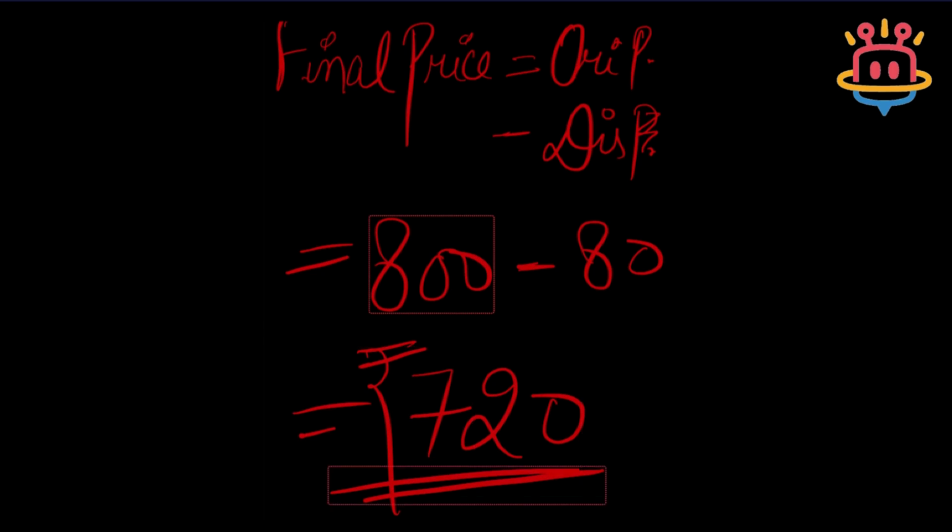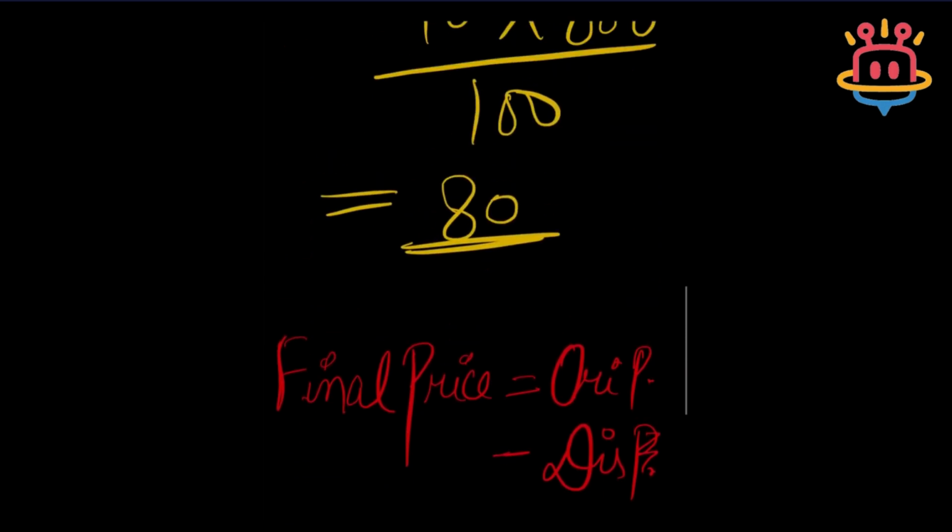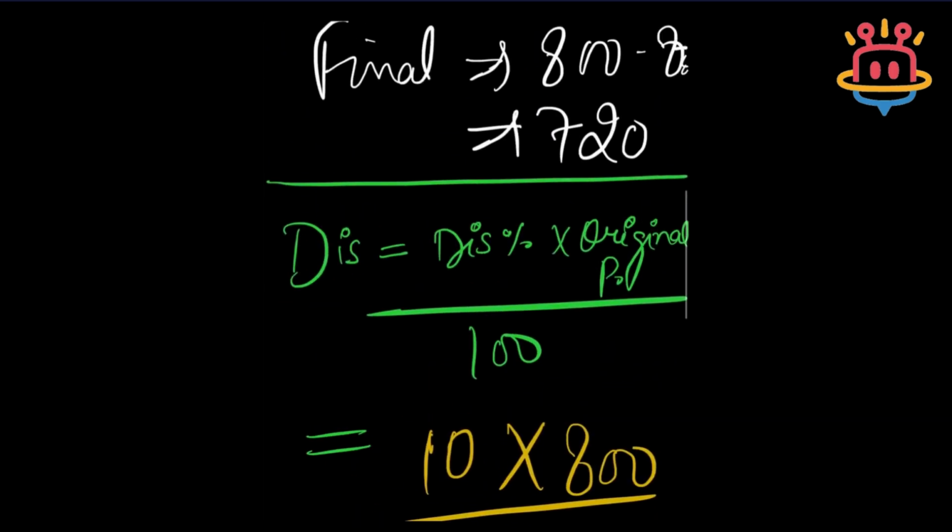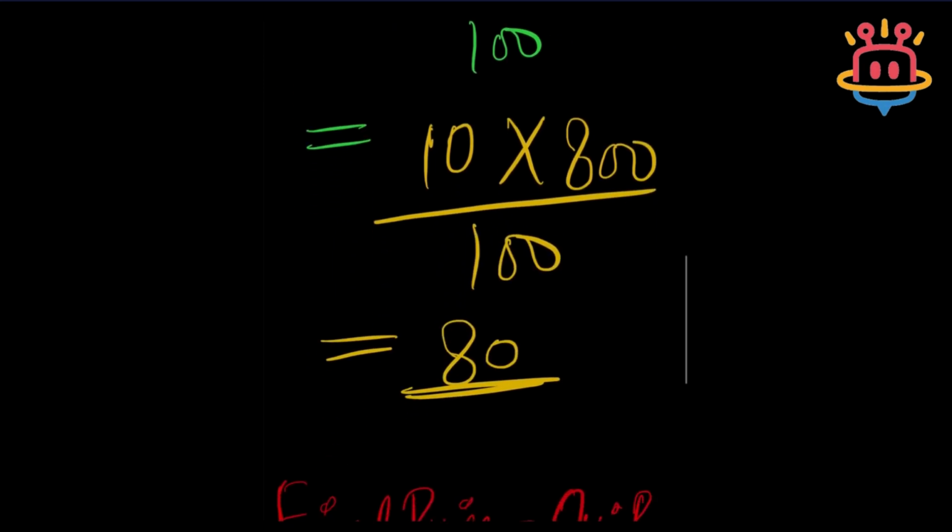Just plug into the formula and solve questions. It actually works for any discount questions. You can just substitute the values here and get your answers. No complicated calculation, just simple, fast math.